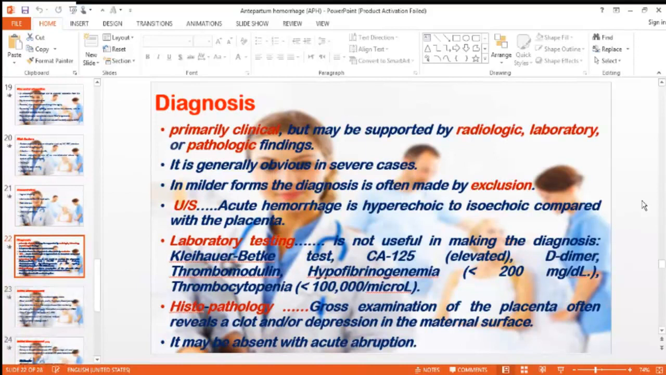So how we diagnose? احنا مثل ما قلنا البلاسنتا بريفيا diagnosis depending on the ultrasound completely. الالتراساوند يقول لك هاي بلاسنتا بريفيا.